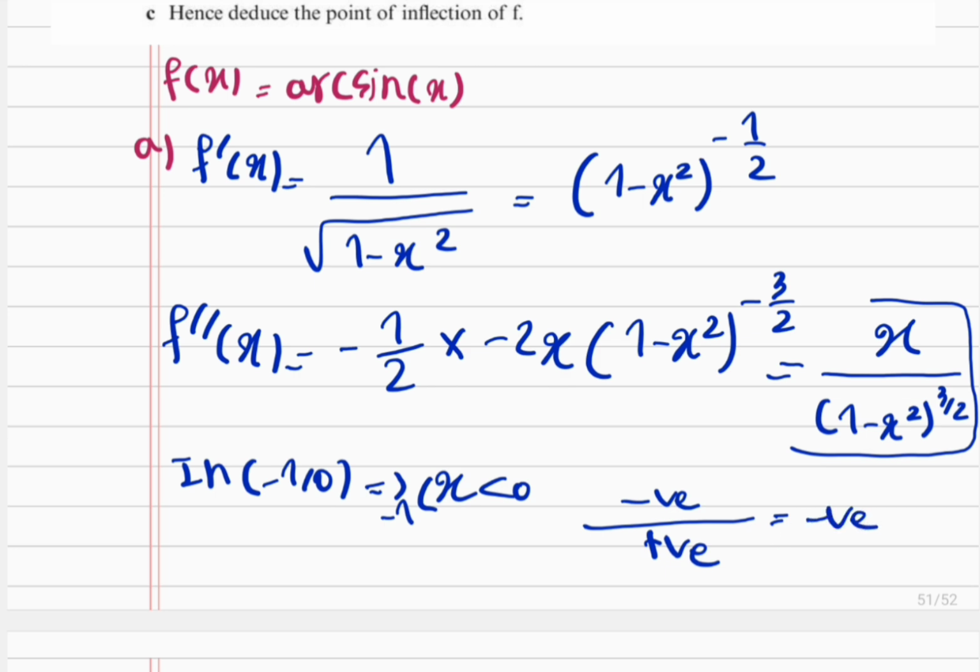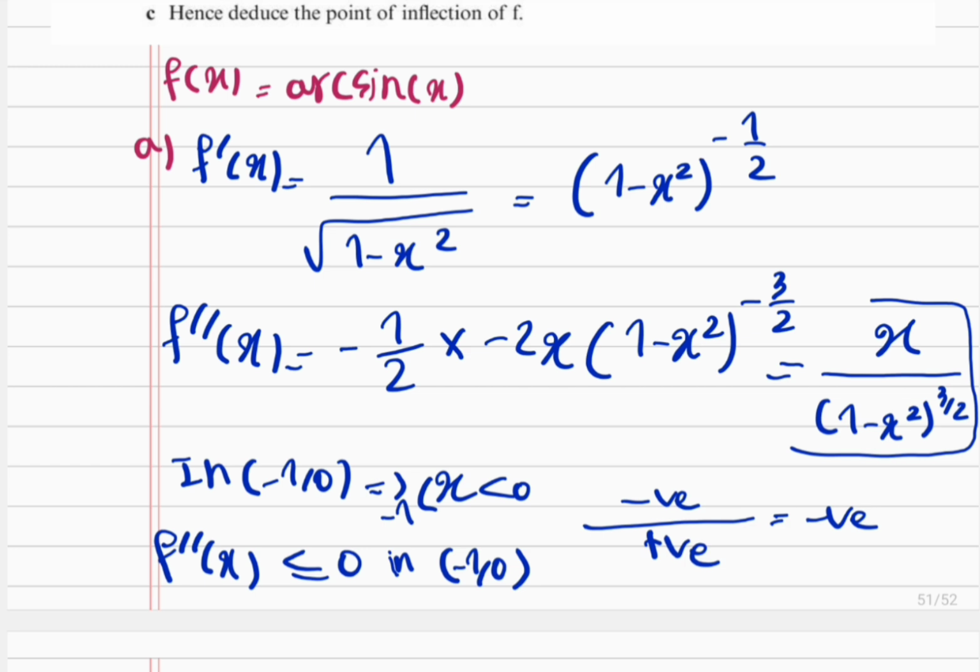And since the entire number is always negative, the second derivative is always less than or equal to 0 in the interval -1, 0. So that's basically the answer.